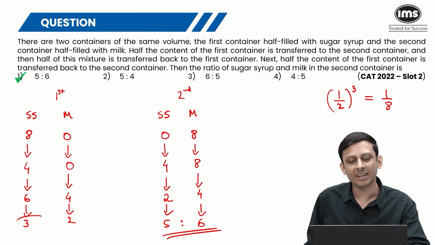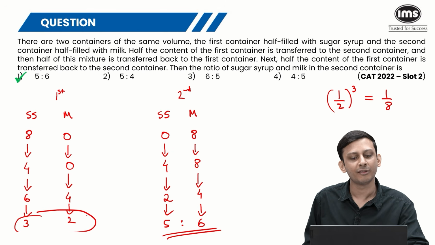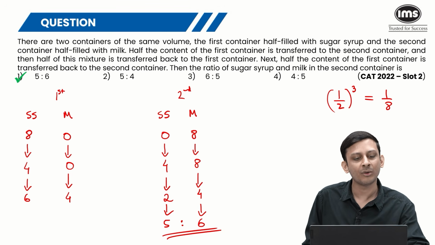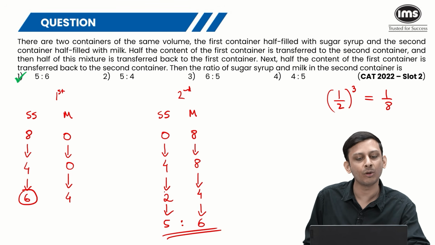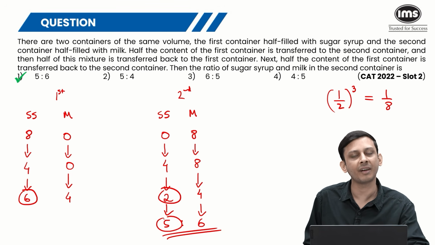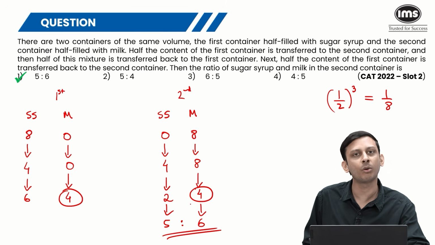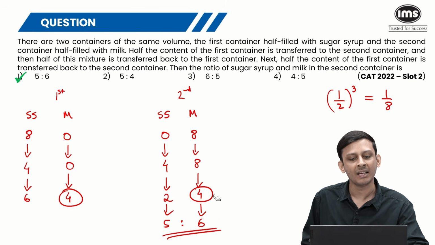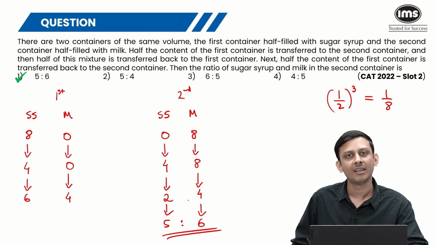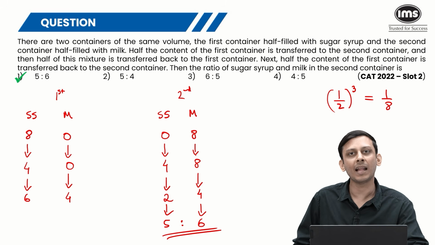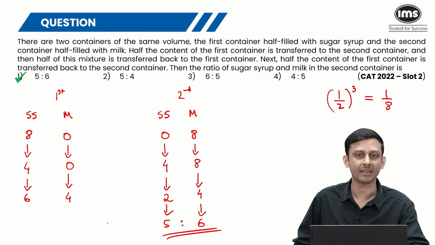Now, of course, this last step here, we did not even have to look at. If you are very focused on the question, the ratio of sugar syrup and milk in the second container, you don't even have to look at this. You can just think, okay, out of 6, half, 3 will go here, so we'll get 2 plus 3, which is 5. And similarly, out of 4, half, 2 will go here, so we'll get 4 plus 2, which is equal to 6. So you can see this process makes sure that you are dealing with convenient numbers, and that will make your calculation faster, easier, and reduce the risk of making calculation mistakes.